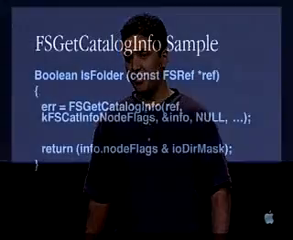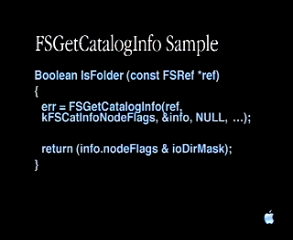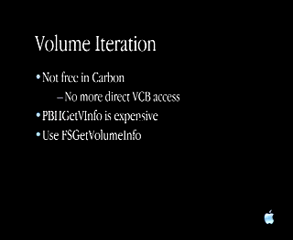So here's a quick little sample. Given an FSRef, tell me if this item is a folder. Notice that the only bit that's passed to the FSGetCatalogInfo call is the kFSCatInfoNodeFlags, because that's the only bit that we're really interested in. So on an NFS or a UFS file system, that's all we have to worry about, and we can do that in one system call at most. In fact, in a lot of cases, we can do it in 0 system calls. And then, of course, the field is ANDed and returned.